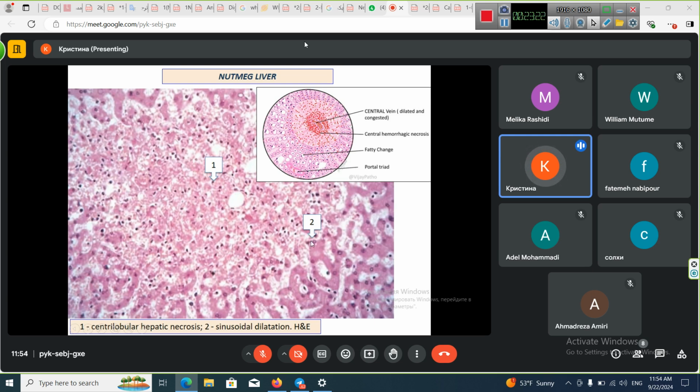And number 2 is for dilation of sinusoidal capillaries. This whitish space is the sinusoidal capillary. So hepatocytes here, and between them sinusoidal capillary, the more whitish space. This is the capillary through which blood flows in this direction to the central vein. So in the case of nutmeg liver, the width of sinusoidal capillaries, their diameter, is enlarged. It means sinusoidal dilation.